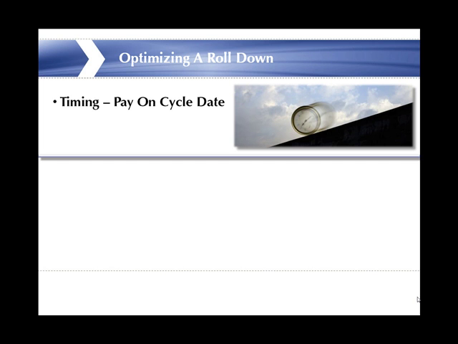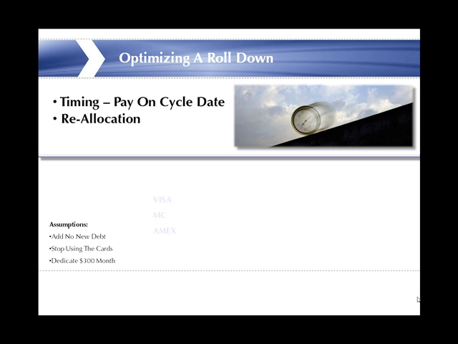The cycle date will be the date that your cycle ends and that the statement is produced. If you go online, you can find that immediately. If not, you have to wait until your statement arrives. But once you know when it is, then you can time your payment to be made as close to that cycle date as possible. The next principle we're going to talk about is reallocation.